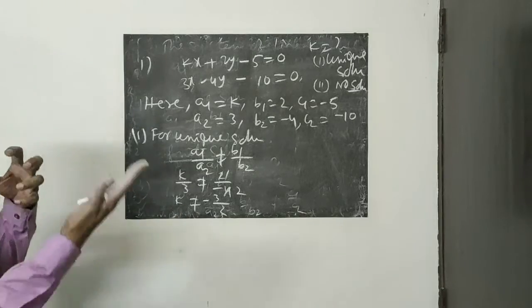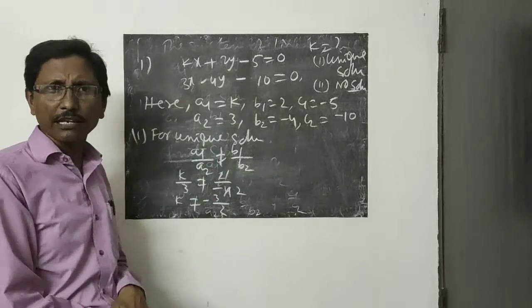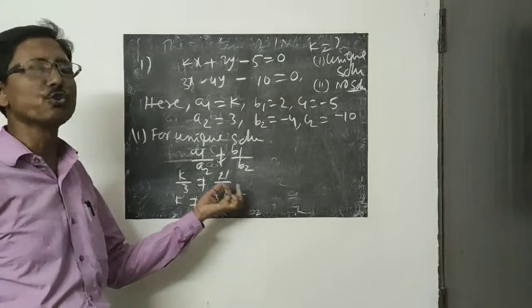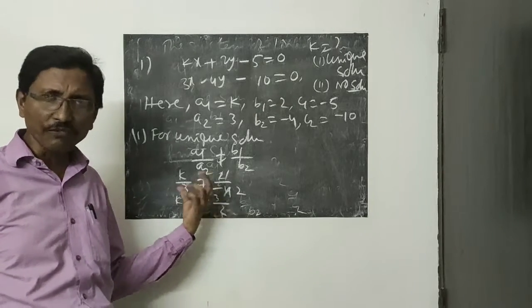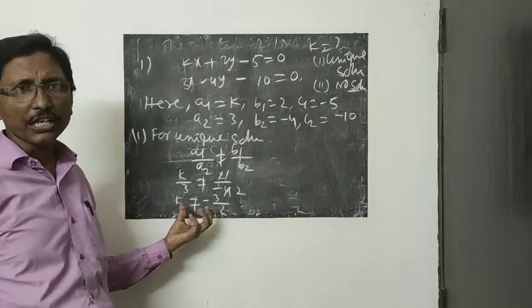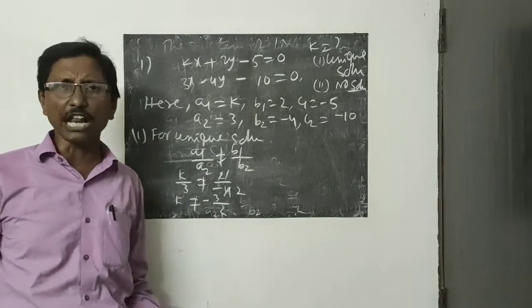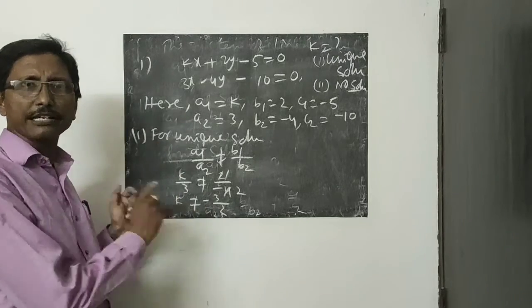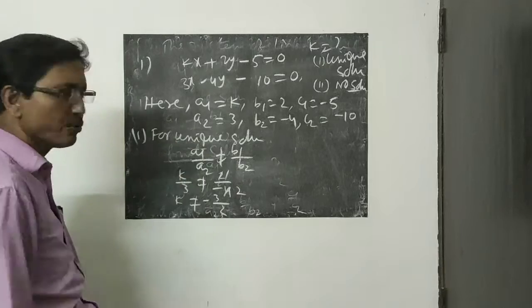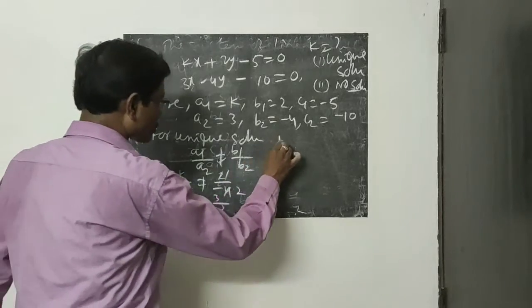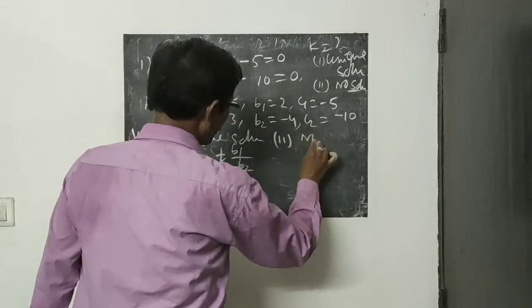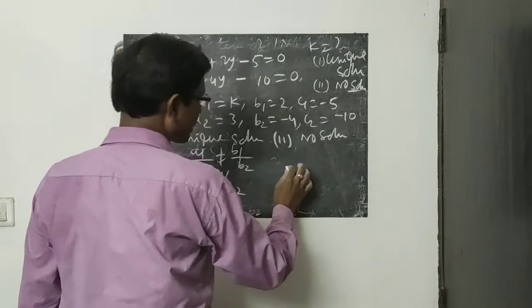But sometimes the question asks what the value of k should be, or the answer is given as k should not be this value. From there you can conclude that k can have any real value other than minus 3 by 2. So for a unique solution you got that. In the same question, for no solution, we have the condition.